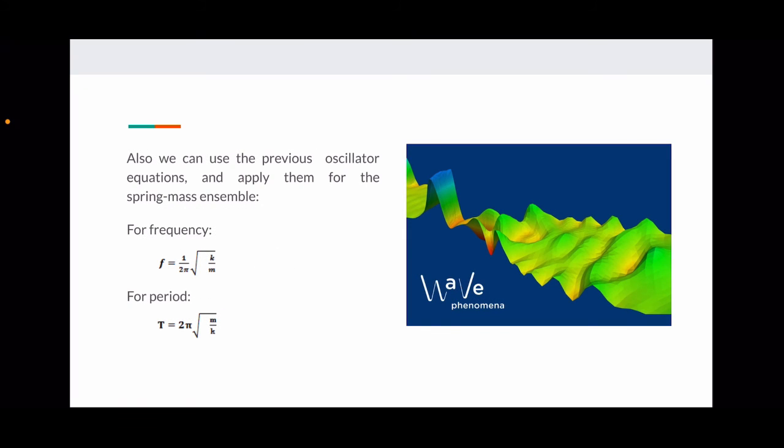Using the previous oscillator equations, we can apply them to the spring mass assembly. For frequency, the formula will be f equals 1 over 2 pi multiplied by the square root of k over m. f meaning frequency, k the spring constant, and m the mass. And for period, the formula will be T equals 2 pi multiplied by the square root of m over k. As well, m meaning mass, k meaning the spring constant, and T meaning period.